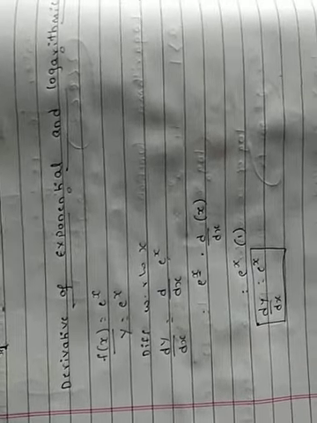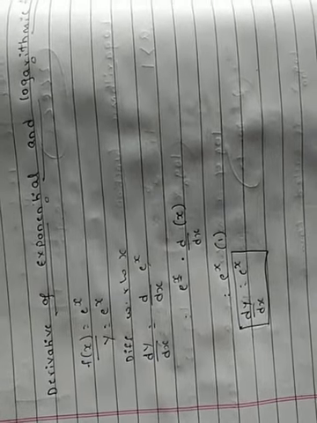So the derivative of any exponential function is always an exponential function. Again we need to differentiate the power. So the derivative of x is always 1. So 1 into e to the power x is nothing but e to the power x.